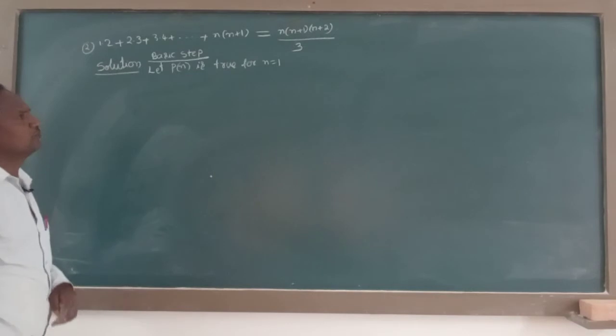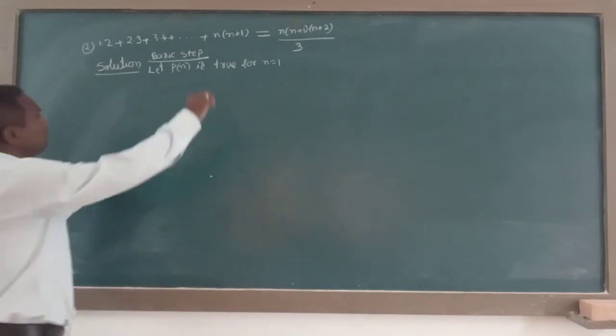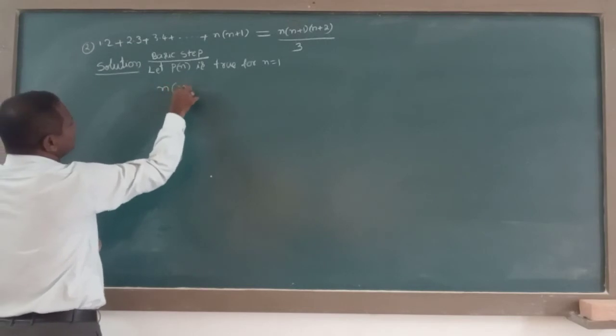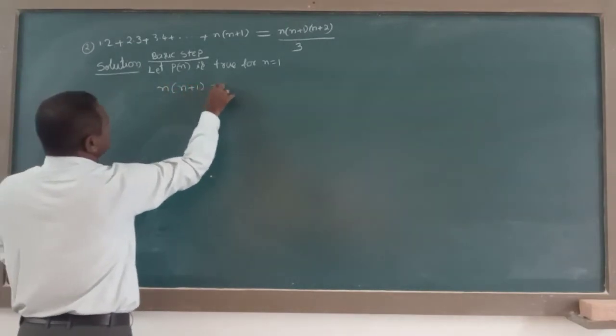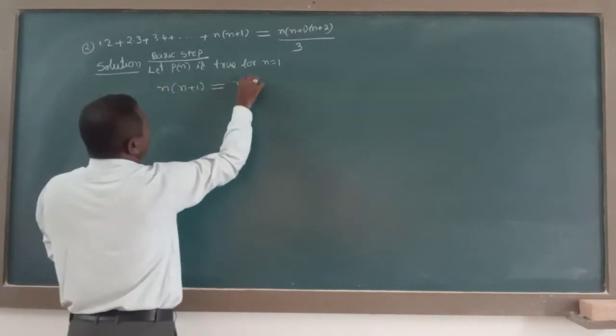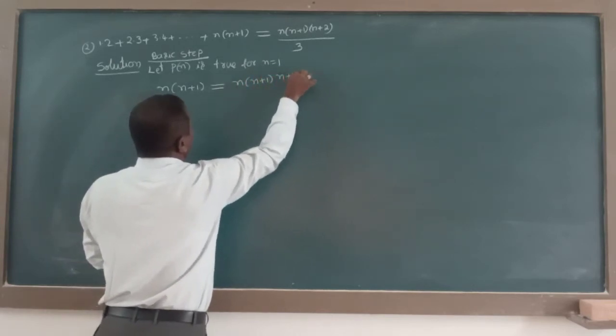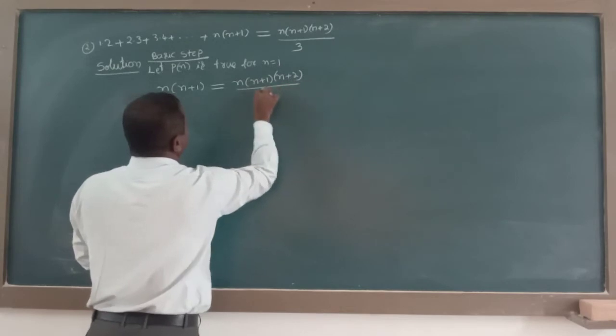P of n is true for n equal to 1. Let's check it. That is, n into n plus 1 is equal to n into n plus 1 into n plus 2, whole divided by 3.